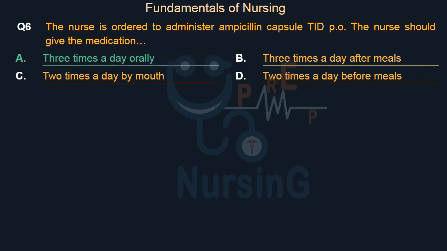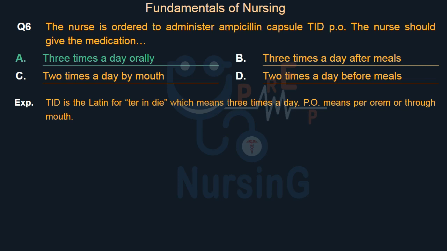3 times a day orally. TID is the Latin for ter in die, which means 3 times a day. PO means per os or through mouth.